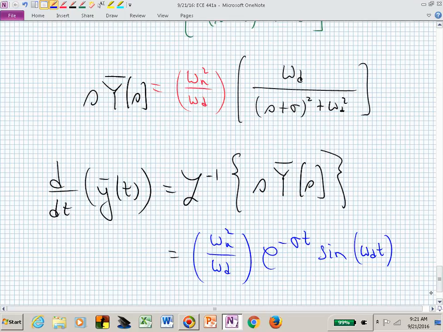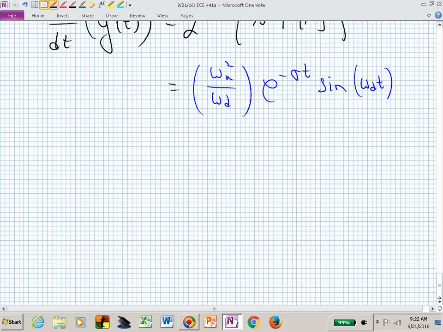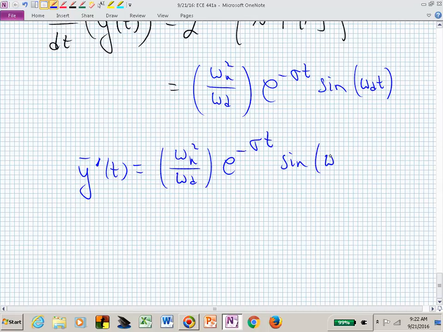Is it clear where that came from? The exponentially damped sine wave is just coming from the inverse Laplace transform of the bracketed term up above, and the term in parentheses is a scalar. It just comes down. It's a scaling value. We now know then that we have y bar prime of t equaling omega sub n squared over omega sub d e to the minus sigma t sine omega sub d t.